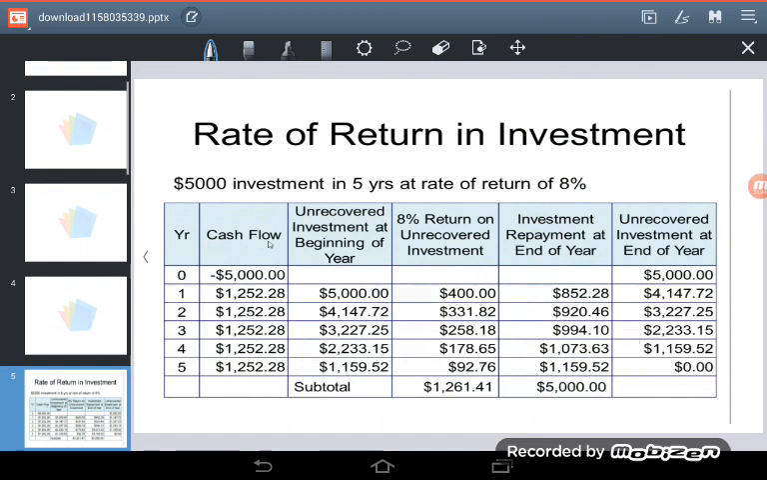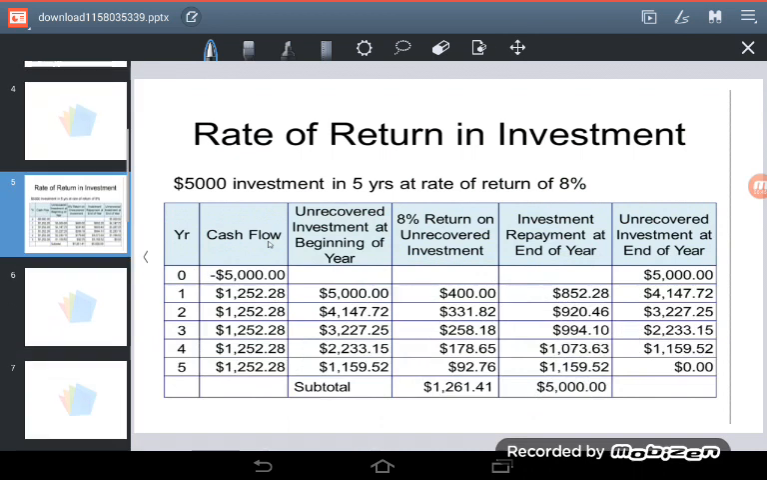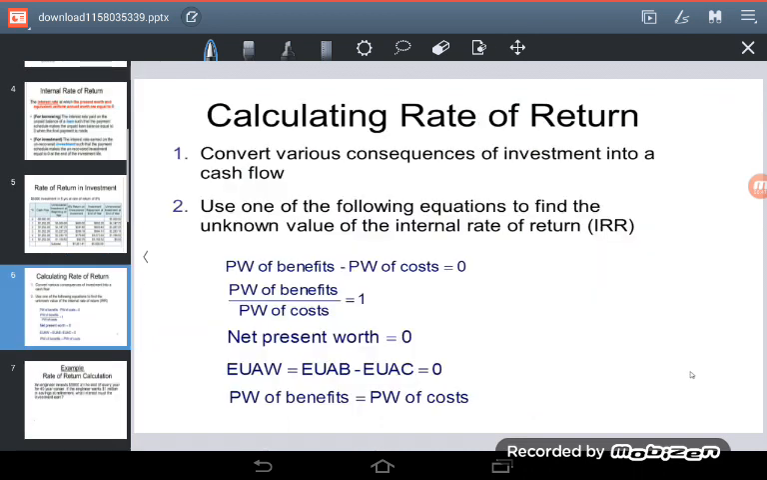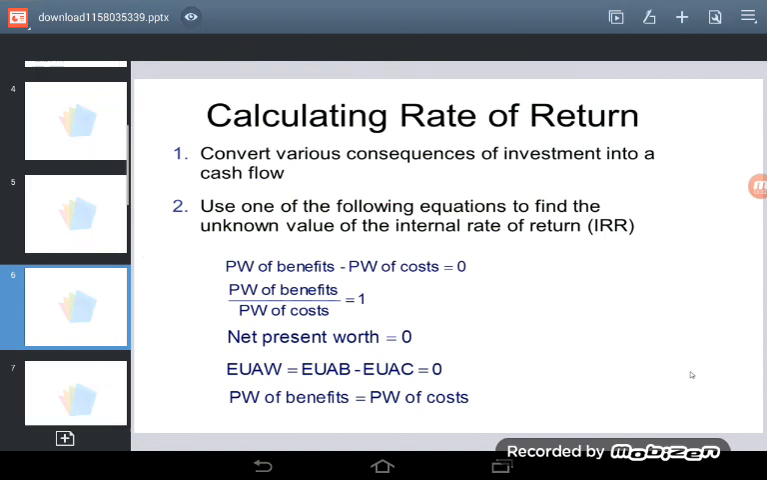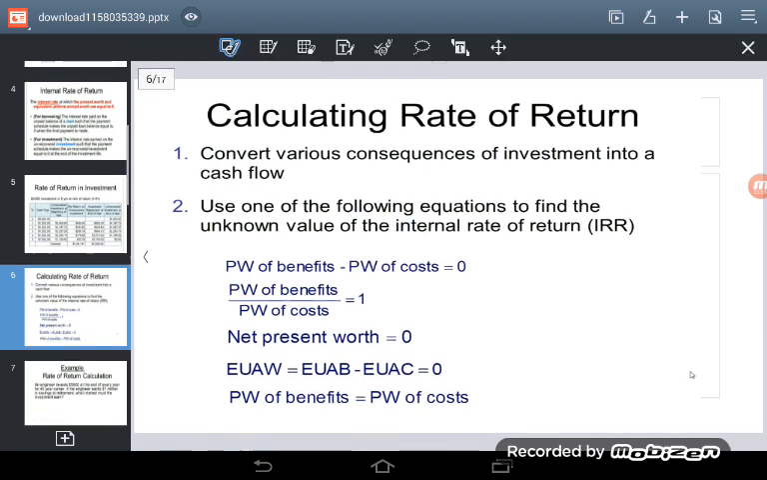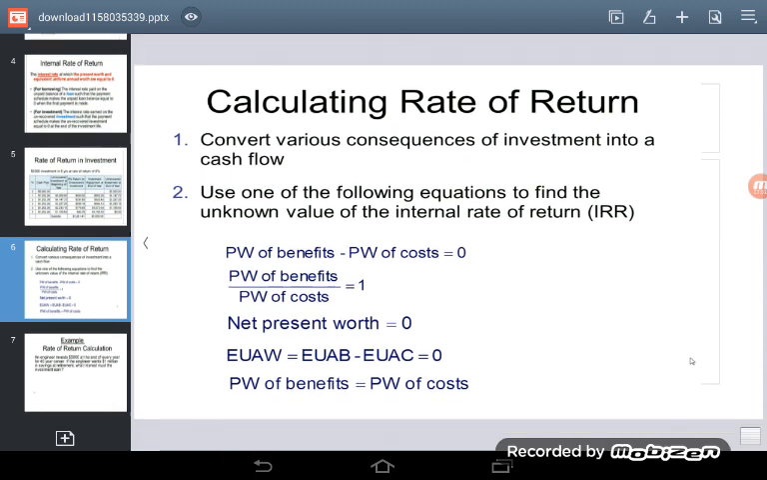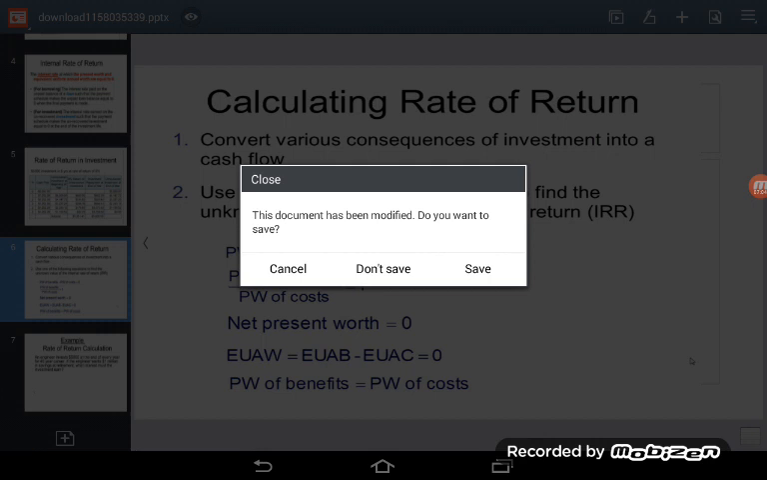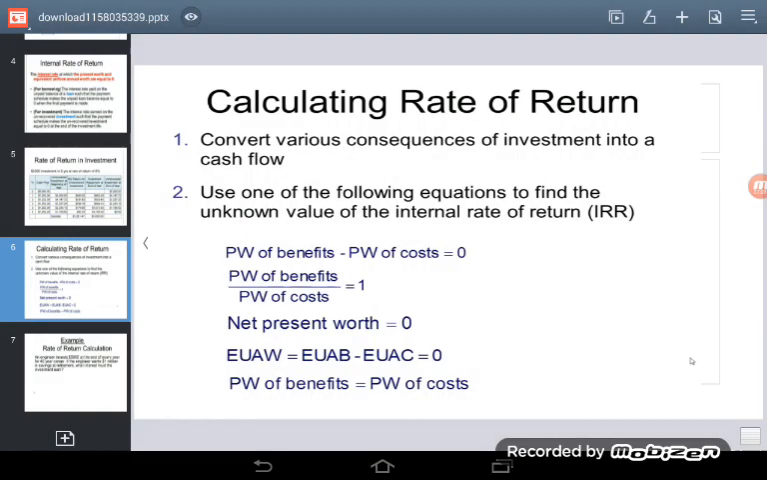So let's delete these, and then how we are going to calculate rate of return is basically as we said. Sorry, let me go through it again.